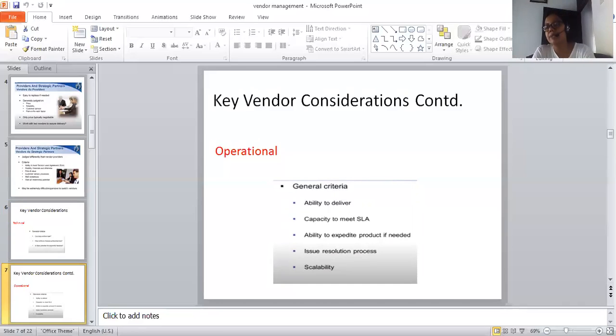The capacity to meet SLA simply means that SLA is the abbreviated form, so you have to note it down. SLA means the service level agreement. In that particular agreement, it defines the level of service that we expect from a vendor. So what is expected from a vendor, and the other way around also, what the vendor is expecting from us, there would be a service level agreement, and we are going to have a service level agreement as to this is what is expected from you.